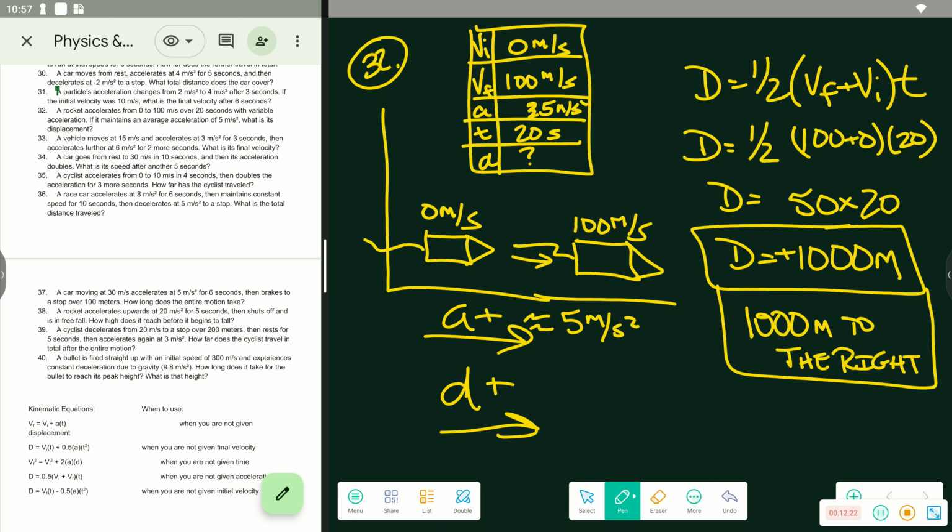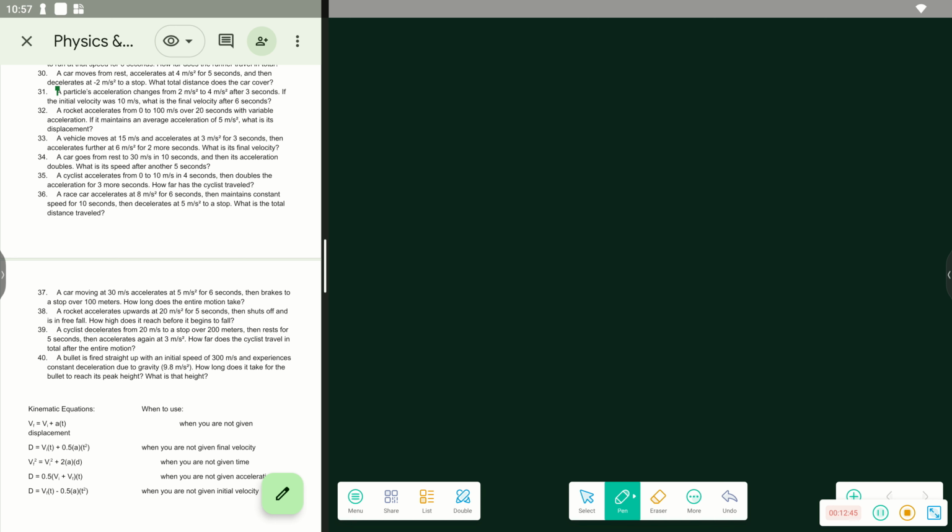Okay, because it tells you that the average acceleration is 5 meters per second squared. That doesn't mean it stays constant. When you add all the numbers together, the average acceleration is 5 meters per second squared. So that way you can use it. Okay, so 33, again, we're dealing with intervals.